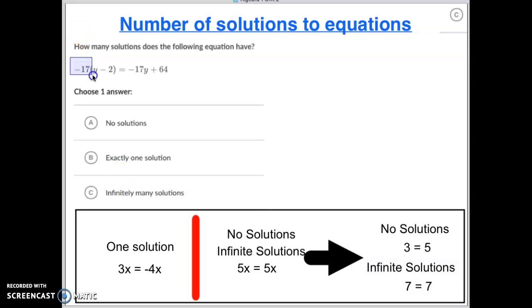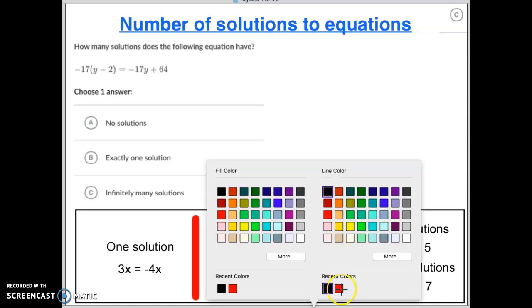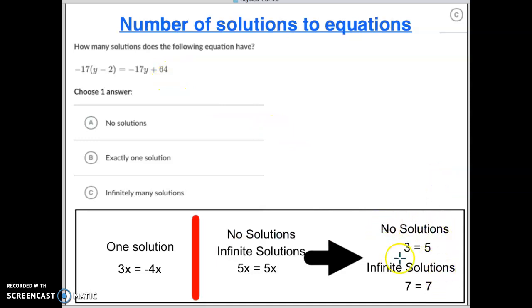So let's look at this one up here, negative 17y and negative 17y. Right away we know it's either going to be no solutions or infinite solutions. We don't quite know which one yet, but we'll figure that out in a moment. Second thing, negative 17 times 2 is positive 34, and the number over here is positive 64. Those numbers do not match, so because the numbers don't match, it's no solution. So this one would simply be a no solution one. Hopefully that makes sense.